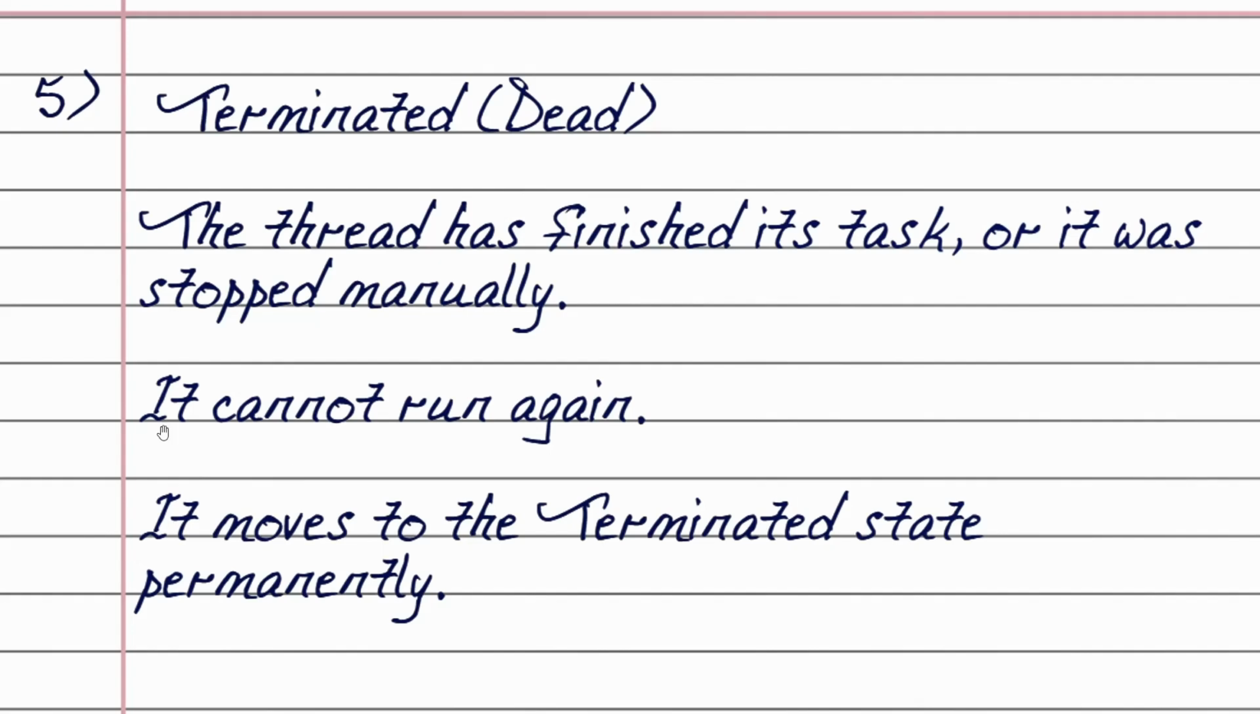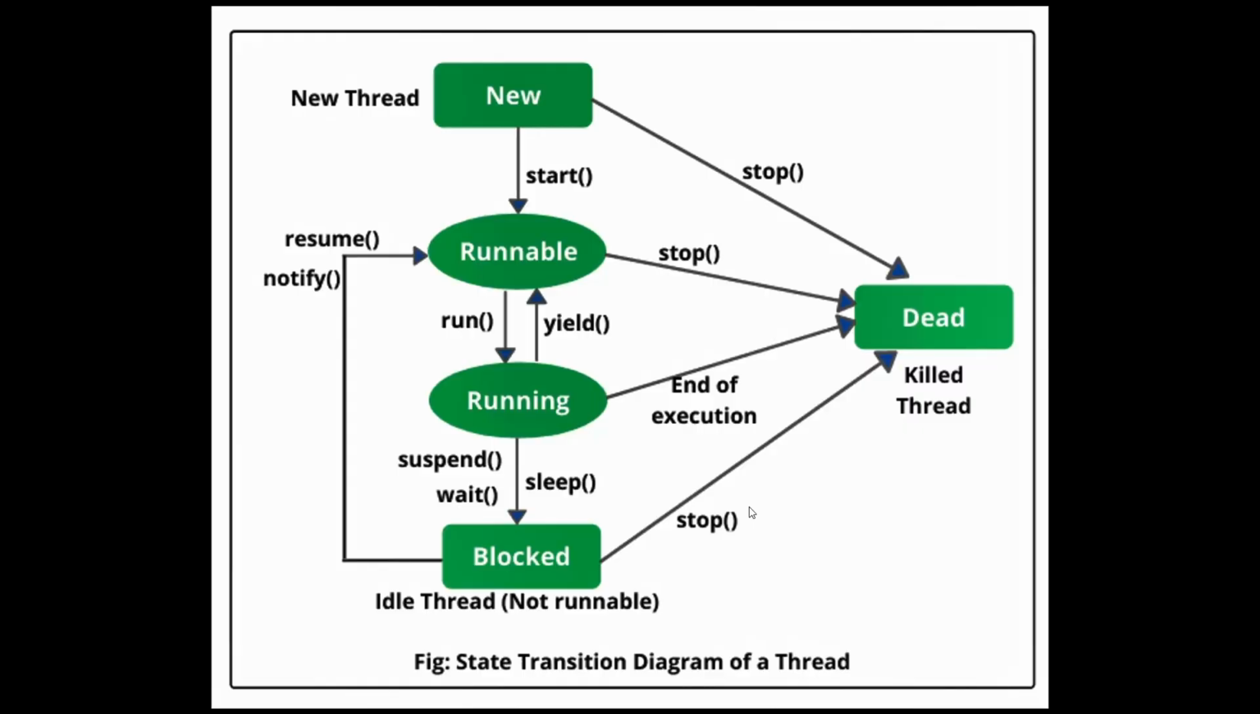After the thread goes to the dead stage or the terminated stage, it cannot run again, and the thread moves to the terminated stage permanently. So as it comes to the dead or terminated stage, we cannot start the thread again. As you can see in this diagram, as the thread moves to the dead stage or the terminated stage, we cannot restart the thread again.